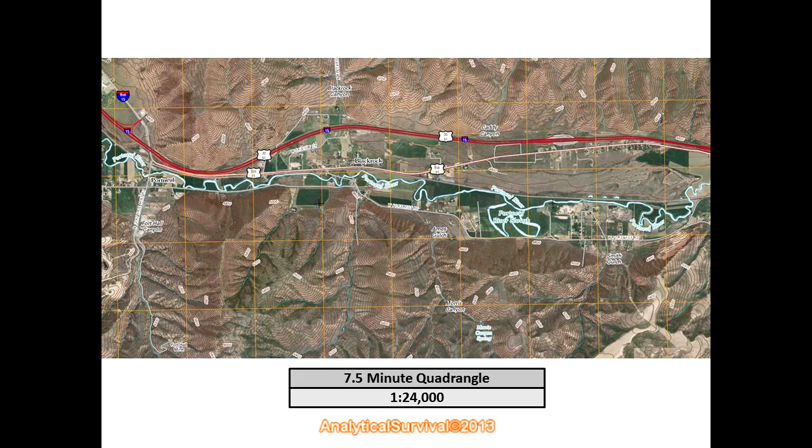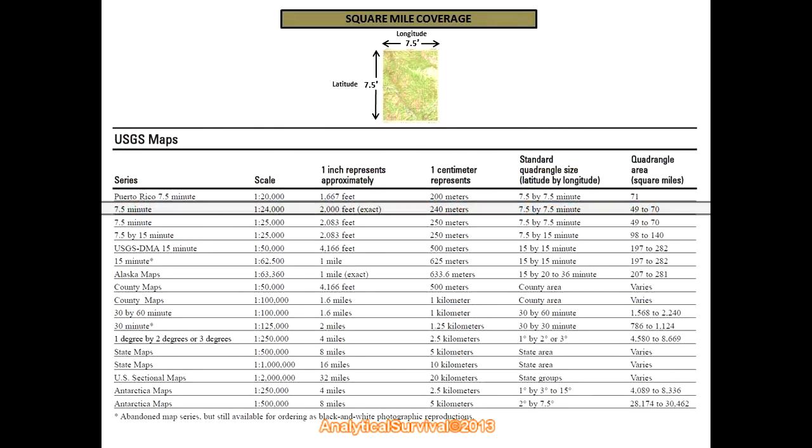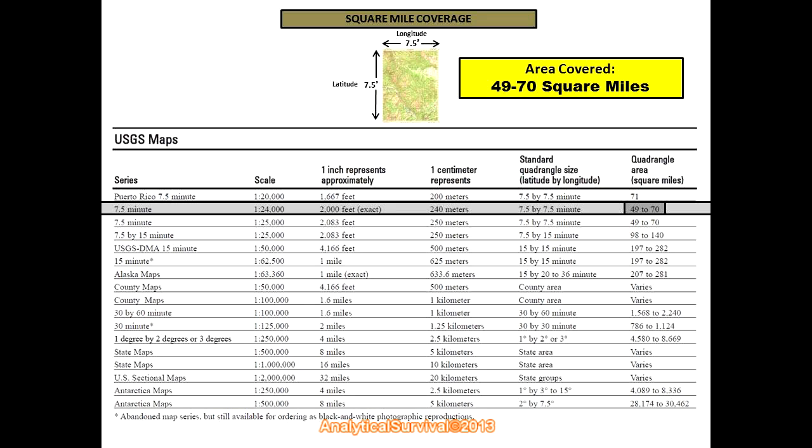This particular map here is a hybrid aerial topographic map. Pretty neat. And this is why for a foot patrol especially, the 7.5 minute quad is very popular. And on average, a 7.5 minute quad will cover 49 to 70 square miles.